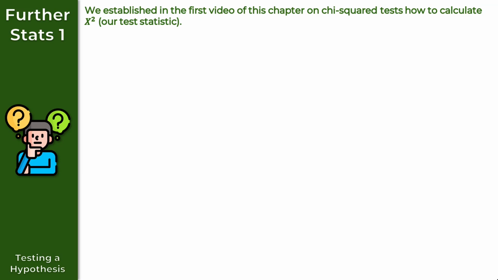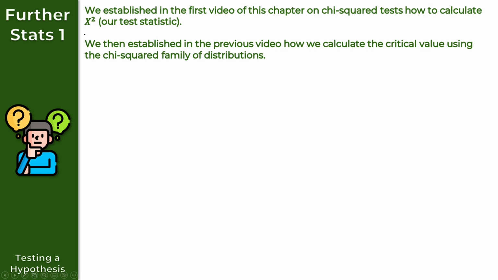In this video, we're going to take a look at testing a hypothesis. Now, we established in the first video of this chapter on chi-squared tests how to calculate x squared here. So this x squared is our chi-squared value, and as you can see here, we use this as our test statistic. We then established in the previous video how to calculate the critical value using the chi-squared family of distributions. Hopefully you can start to appreciate how the previous two videos have largely laid the foundations here for hypothesis testing for the chi-squared tests.